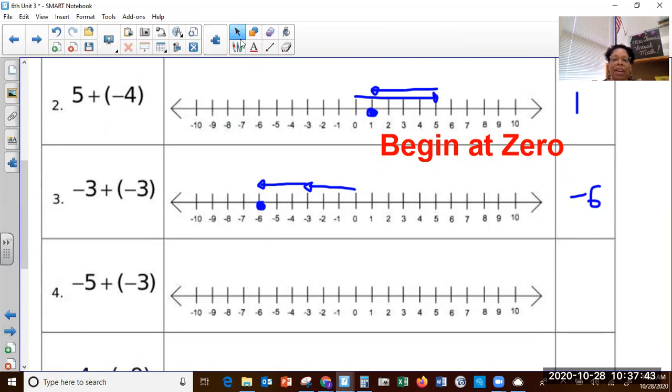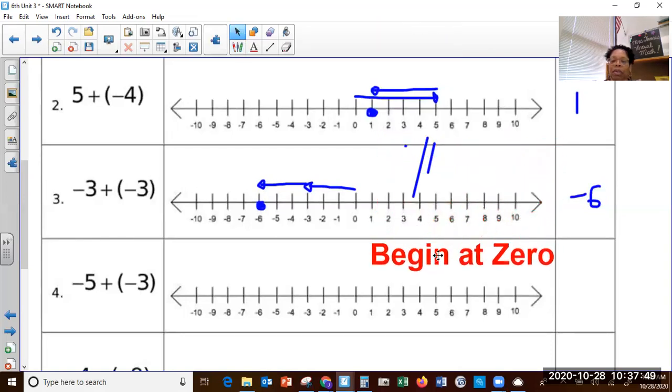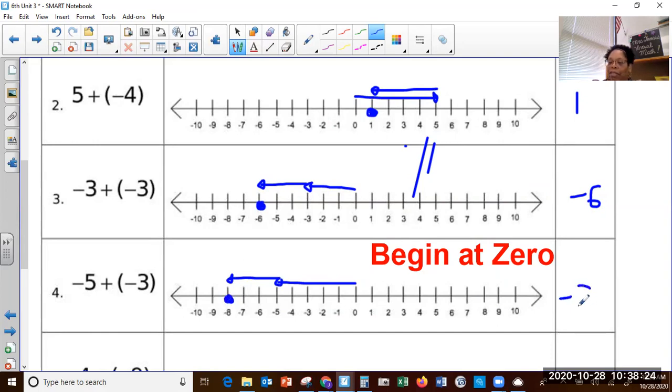I'm going to let you tell me what we do. Yeah, begin at 0. So we start from 0 and count over -5. Start at 0. Always start at 0. Count over -5. And what does it say? Go -3. Add -3 to it. So I'm going to start from -5 and count over -3. 1, 2, 3. Where does that land us? At -8. That is correct. So this is how we pretty much do this.